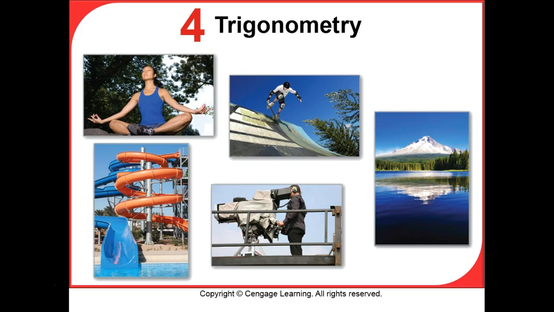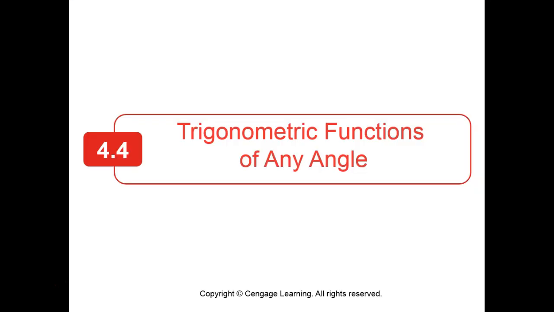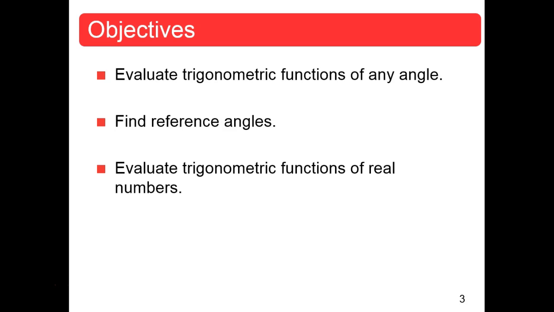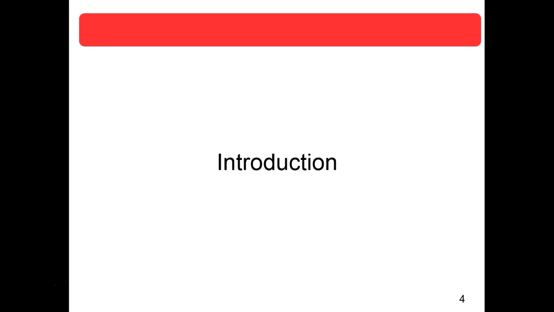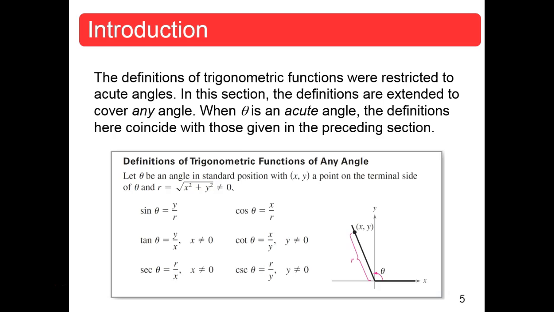We're still in Chapter 4, Trigonometry. Good place to be. And 4.4 are trigonometric functions of any old angle. We're not limited to being acute angles anymore. Any angle. So, what we'll do first is evaluate trigonometric functions at any angle. We'll find reference angles, which will make the whole process a little easier, and then we'll evaluate trigonometric functions of some real numbers, which is what we've been doing anyway. Okay? When you see that, you're getting into radians. That's what they call radians, or real numbers. They are real numbers.